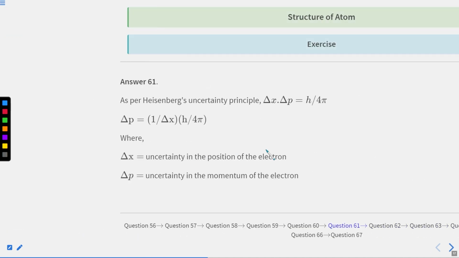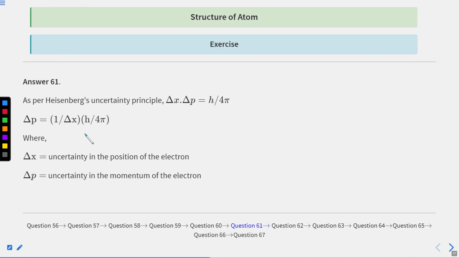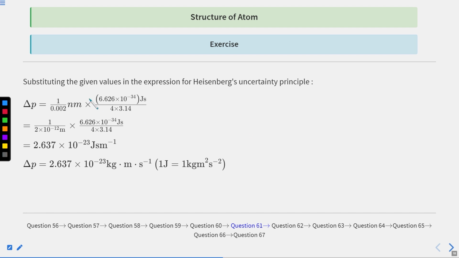How will I calculate? We will take the formula first of all, that is delta x into delta p equals h by 4 pi. In some places this can also be written as h cut by 2 pi, so do not get confused. h cut is nothing but h by 2 pi, right? So if you put the value of h cut here, that gives you h by 4 pi. Now the value of position is given, the value of Planck's constant is given, and you will put all these values to get the value of delta p.